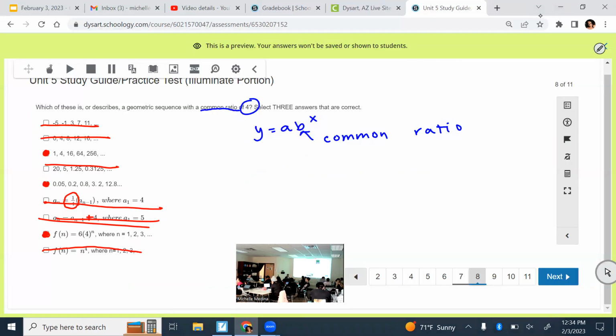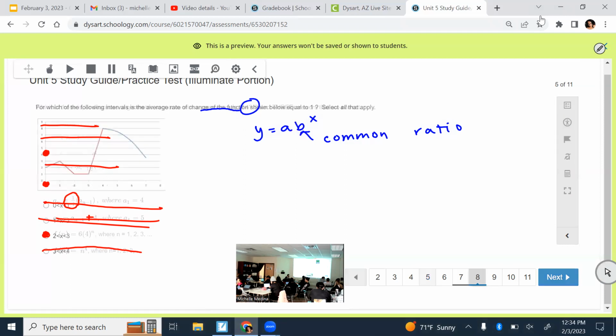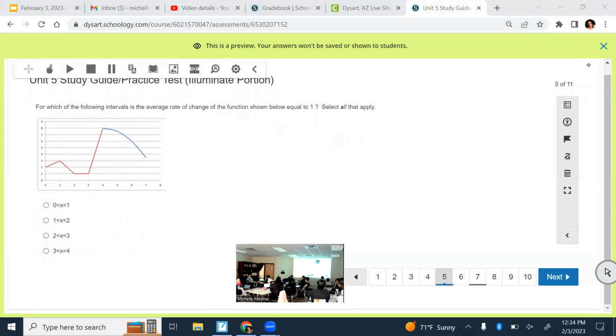Still number 5 on this one. Okay, so for which of the following intervals is the average rate of change of the function shown below equal to 1? So a few ways you can solve it. Also, it says select all that apply. I understand in this one, it only lets you select one, but just know it might not be that way on your test. So there can be more than one answer if it says select all.